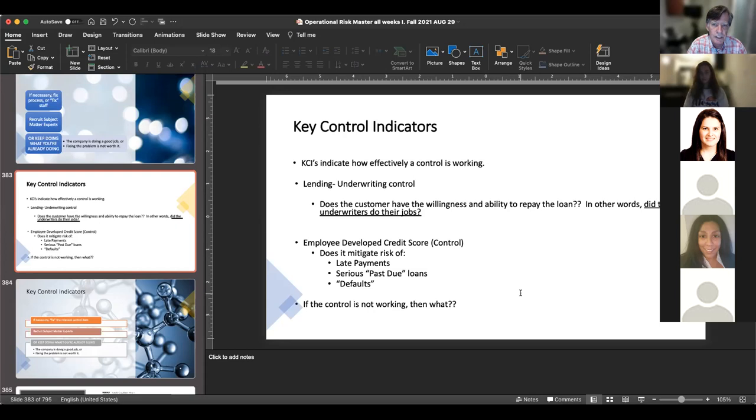That's all it comes down to in lending: does the borrower have the willingness and the ability to pay back the loan? And if the operations team is not really addressing that specific question, then there could be a control issue. Same thing if there's a credit score that determines who gets the loans or not. If the operations group is ignoring the credit score, they could get late payments, past due loans, and defaults.